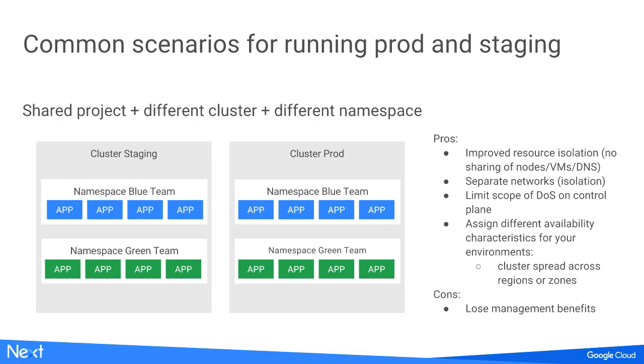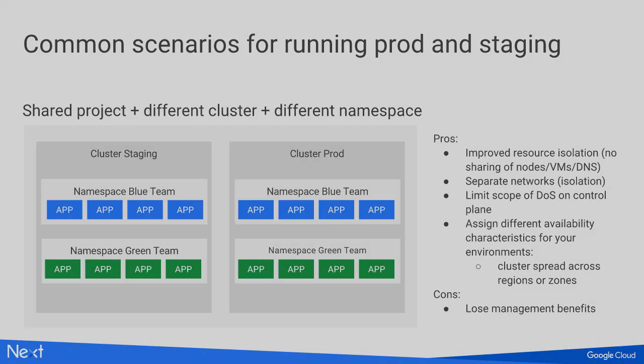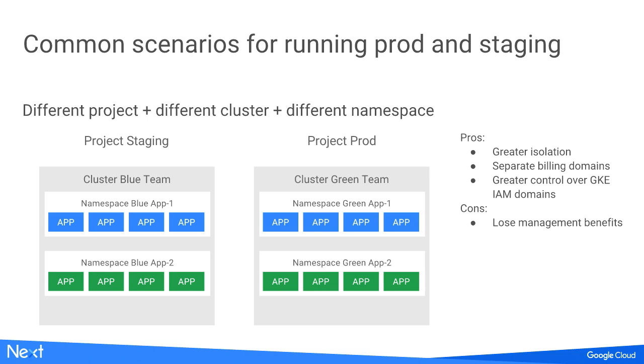Disadvantage, again, you lose some of the management benefits. So you're managing two different clusters, and you have to manage across different contexts and so on. The third case is really different project, different cluster, and different namespace. This is something that we see with some of the bigger organizations that want to put their production environment in a separate project. And the advantage for that is you have your own quotas, right? And these quotas really are your compute engine quotas that you can allocate specifically for that particular project. So somebody running dev test staging can't come along and consume your quotas.